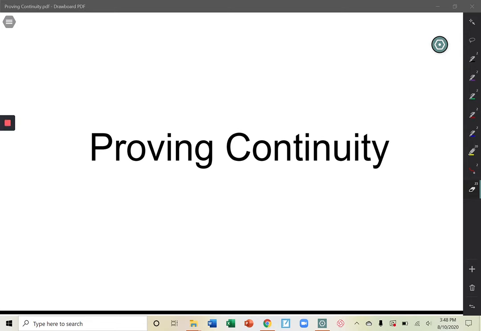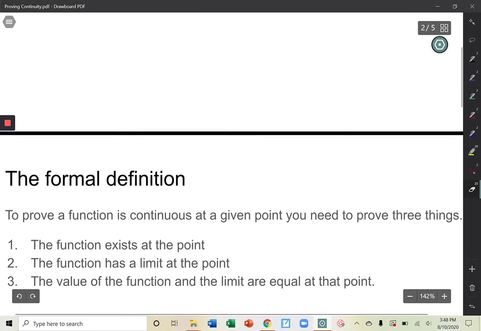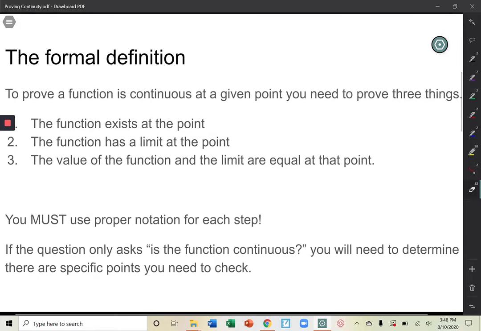We're going to review really quickly the procedure that we have to go through when we are asked to prove continuity of a function. Usually, if we're looking at a graph, it's pretty easy to see whether or not a function is continuous, but if we're being asked to prove whether or not a function is continuous, there's a specific three-step process that we need to go through. So let's review what the three steps are.